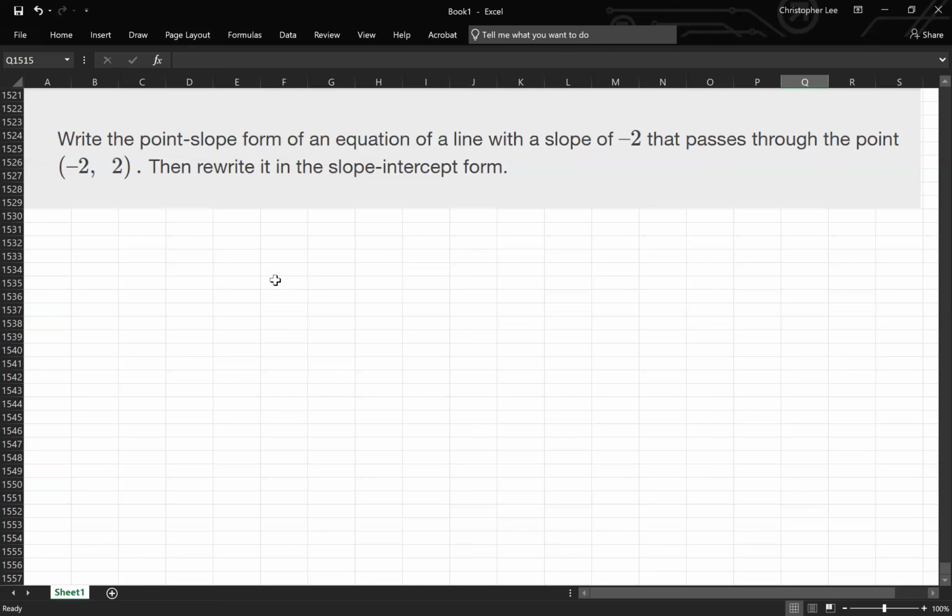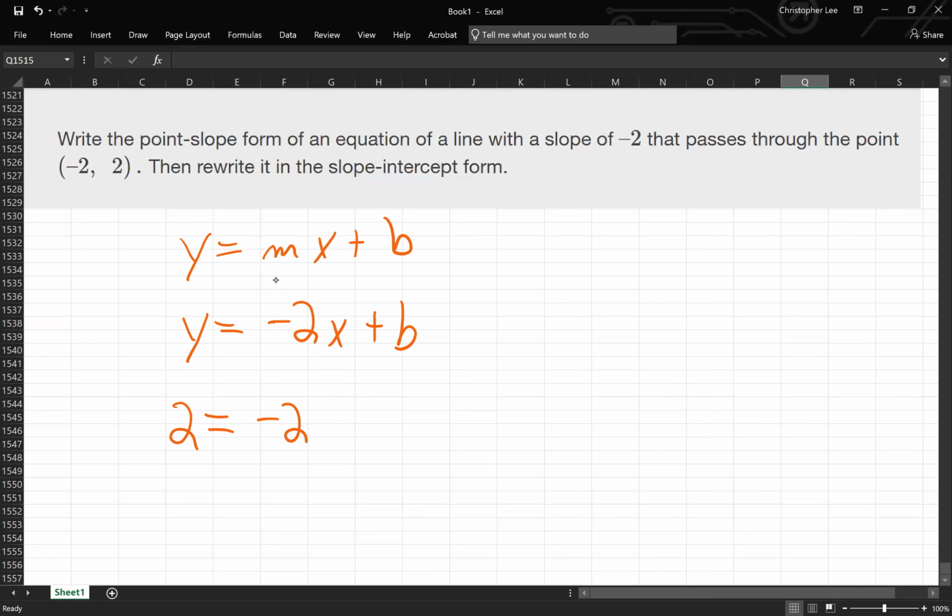All right, let's take a look at this real quick. Write the point slope formula of an equation of a line with the slope of -2 that passes through the point -2 comma 2, then rewrite it in slope intercept form. That's not too bad, right? So we got y equals mx plus b, so now we got y equals -2x plus b. Plug in these values right here. I'm going to have 2 is equal to -2 times -2 plus b.